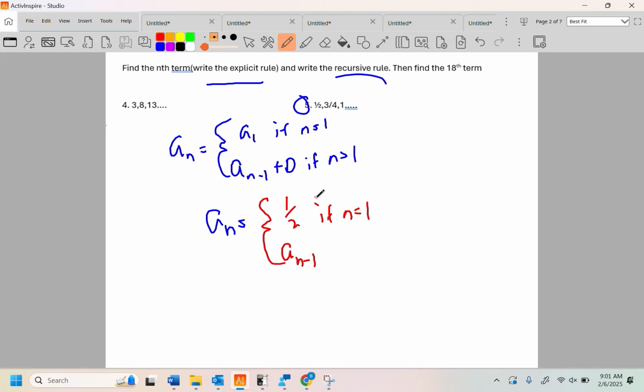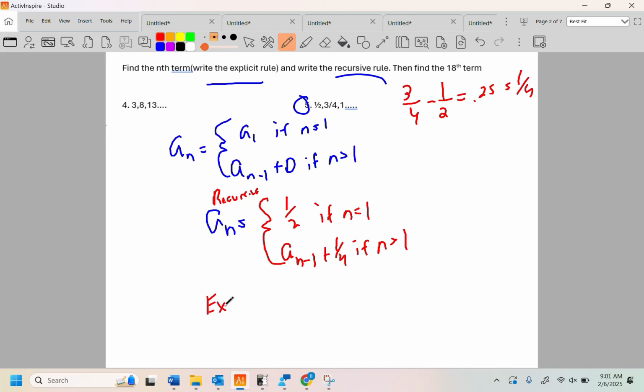So what's the difference in these things? If you go to your calculator and you do 3/4 minus a half, it'll tell you 0.25, which is 1/4. So plus a quarter if n is greater than 1. This is your recursive rule.